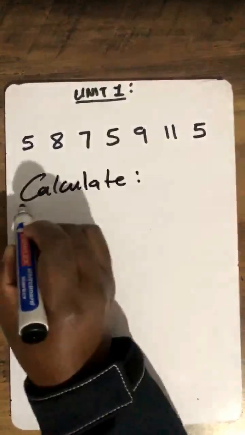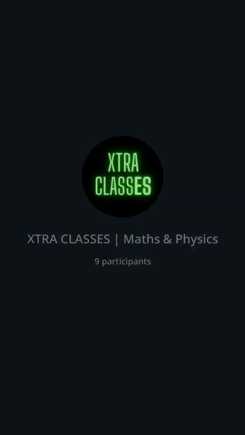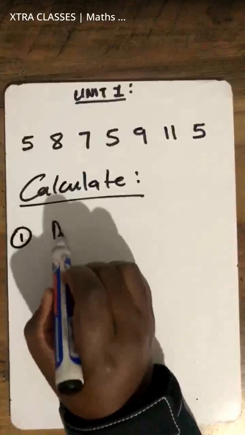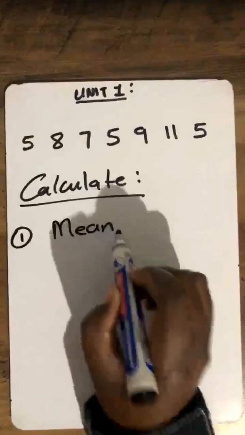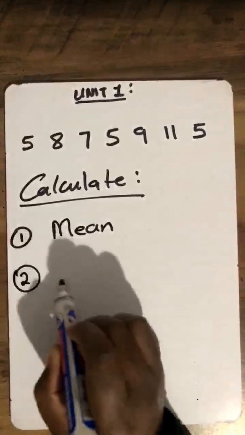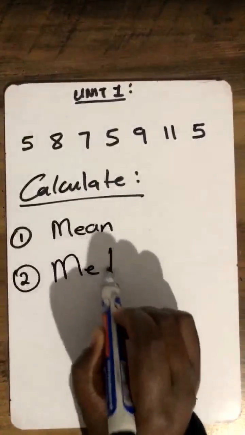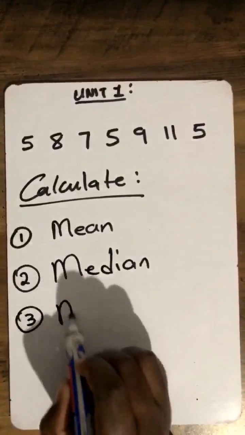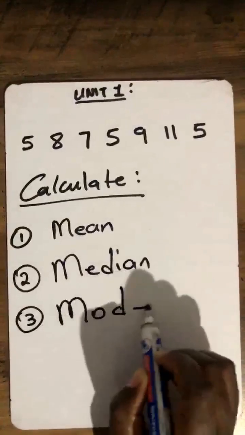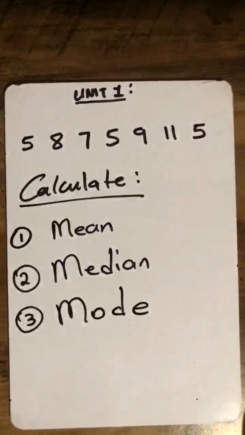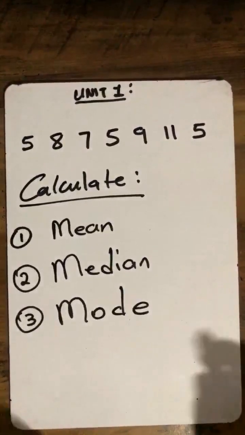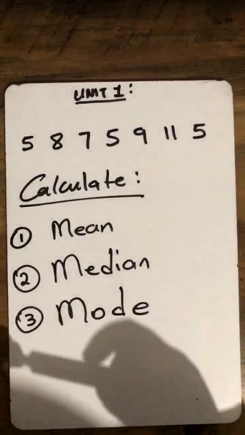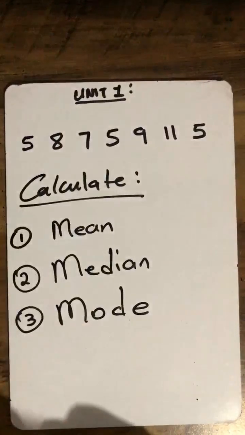Number 1, calculate the mean. Number 2, calculate the median. Number 3, calculate the mode. This is all that you need to calculate, honorable members. I will then leave it there.